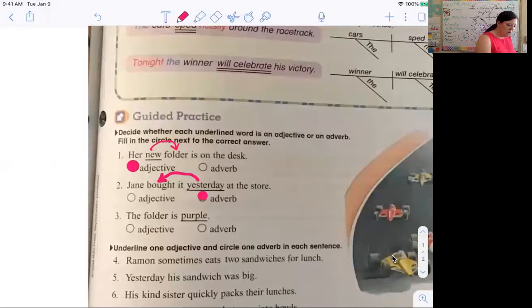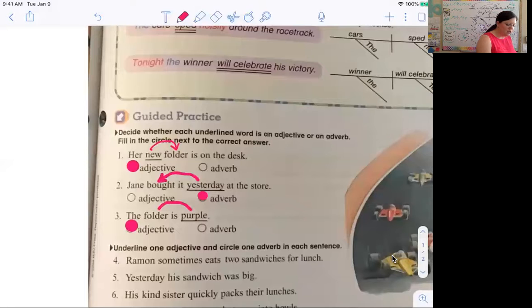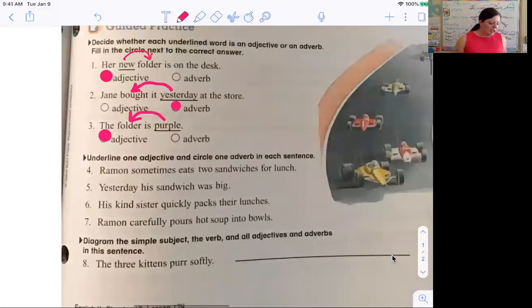Now, maybe purple's not your favorite color, but I bet if we were to replace purple with your favorite color, whatever color you plug in, that would still be an adjective because it's describing folder. Let's move down to number 4, but this time our instructions are changing just slightly. Let's stop and pay attention to that first. It says underline one adjective and circle one adverb in each sentence.